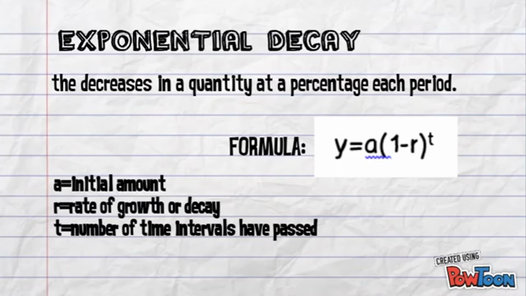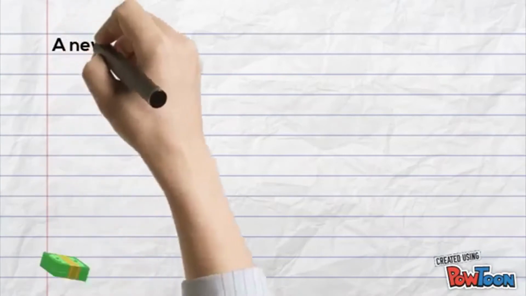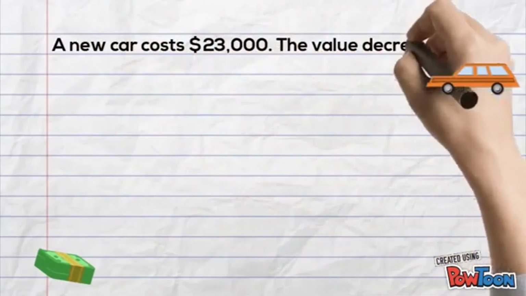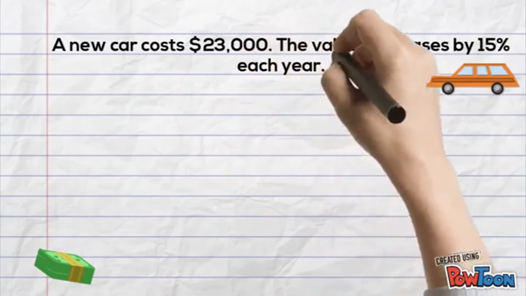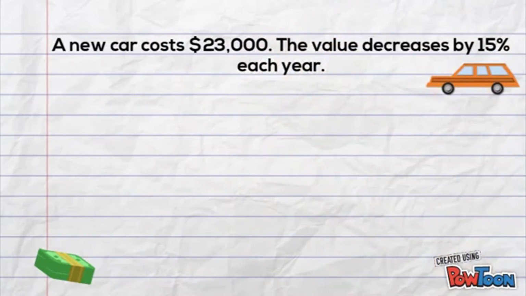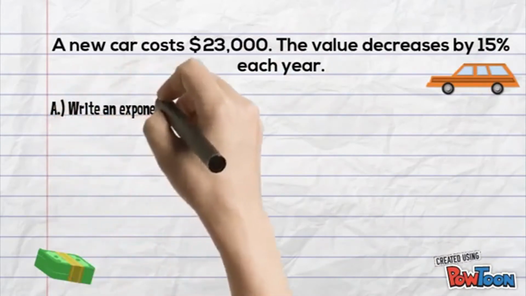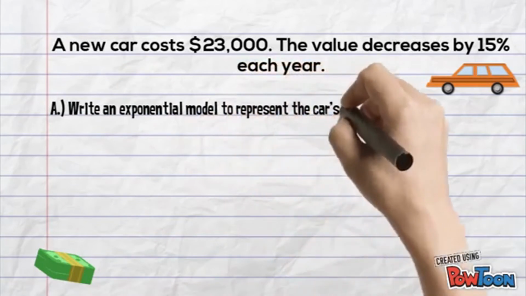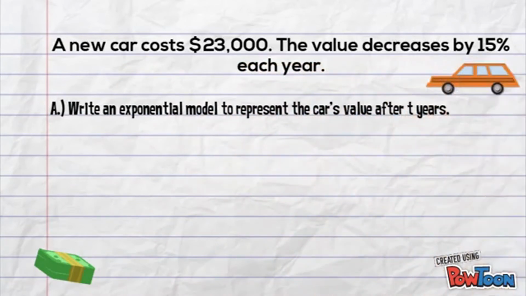Let's take a look at two simple examples today to give you an idea of what this looks like. We have a new car. It costs $23,000. The value of the car decreases by 15% each year. Each year, the car is worth 15% less. We call that depreciation. We want to write an exponential model to represent the car's value after t years. We know it's exponential because it's decreasing at a rate that's given by a percent, 15%.